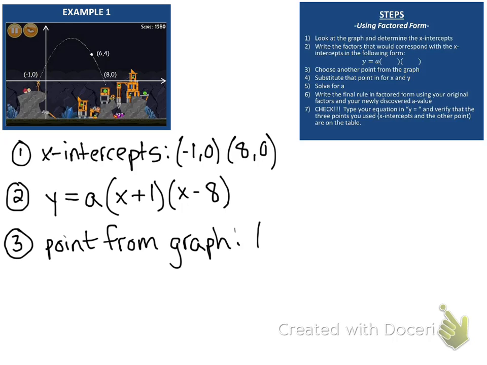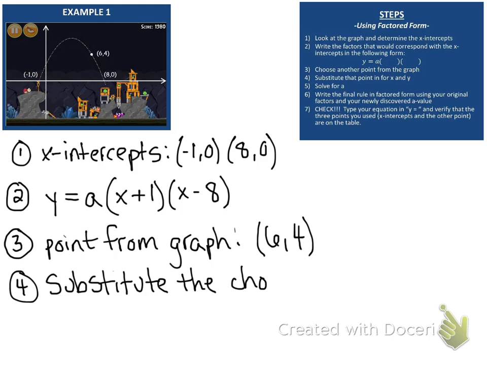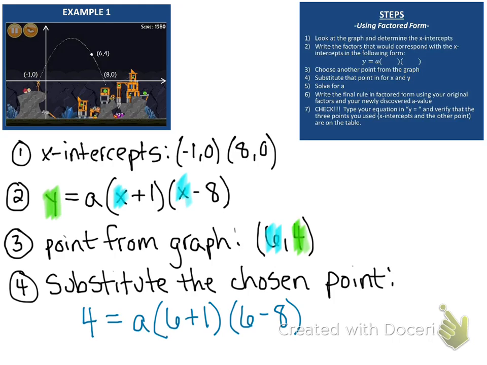Now we'll choose another point from the graph. In this case, we're shown (6, 4), so we'll go ahead and use that point. And we'll substitute that point into the rule that we've written. 6 is the x value. So in our rule, everywhere we see an x, we'll replace it with 6. 4 is the y value, so in our rule, where we see y, we'll replace it with 4. That gives me the following rule. 4 equals a times (6 plus 1) times (6 minus 8).